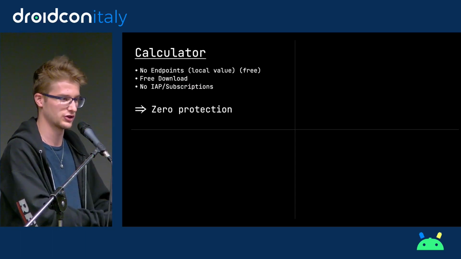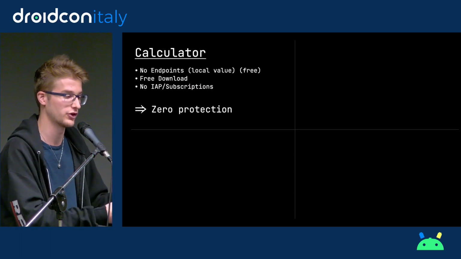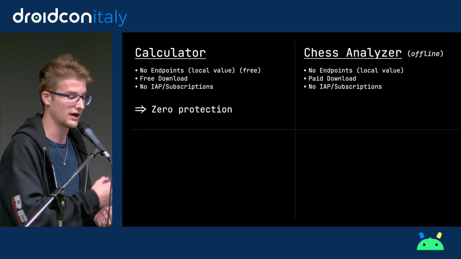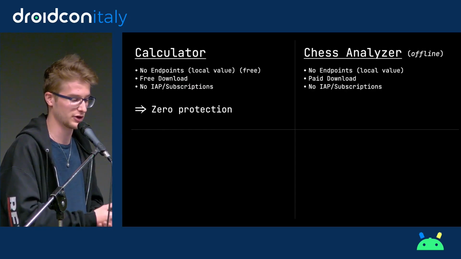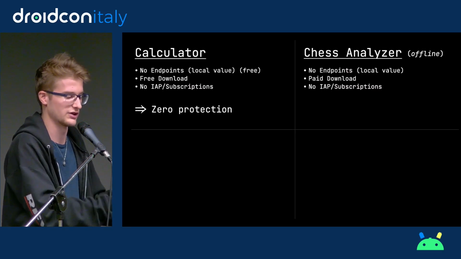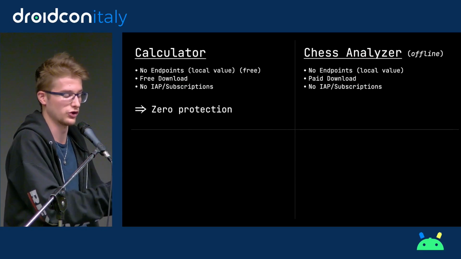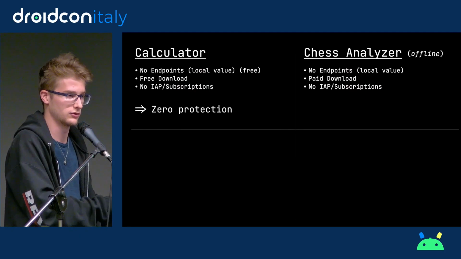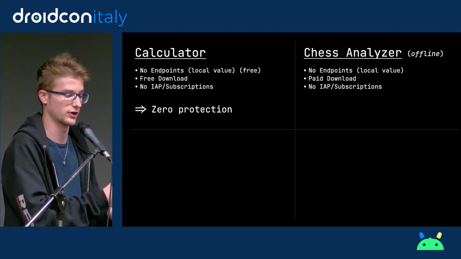Any kind of protection that you put into it is going to limit some users, and you don't need to limit users on a calculator software. The next thing I thought about is a chess analyzer. You just have a chess position and it gives you, through an engine locally, who is winning and who is not. And it's the same as before, but it's just paid. You pay through Google Play to download the software.